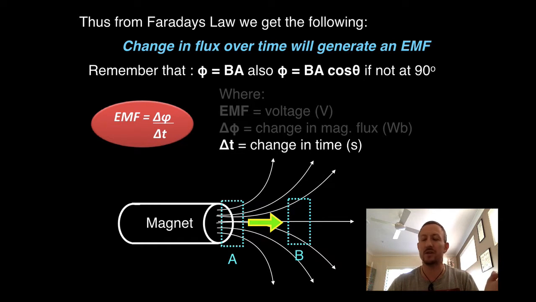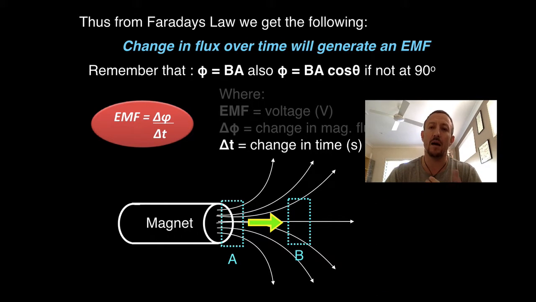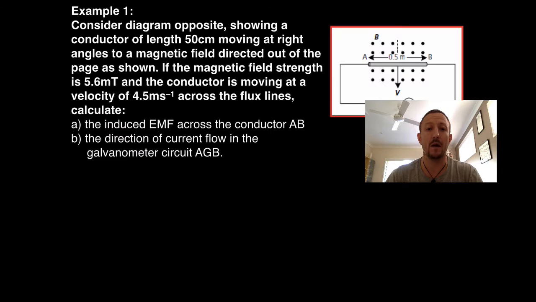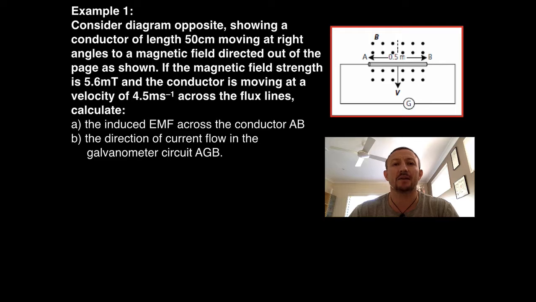Now the speed at which I do that will determine my EMF. Also the density of field lines, going from very dense to less dense, is actually going to mean I'm going to get more EMF which is generated. So basically going from A to B will produce my change in flux, and as a result a voltage will be produced. Okay, so let's have a go at a couple of questions.